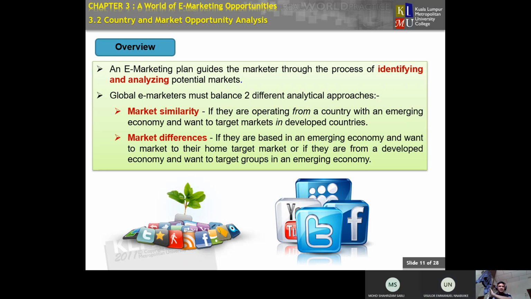Let me explain market similarity to Sharizam. Imagine you have a company and you sell a smartphone. You are from Malaysia, an emerging country. When you want to promote or sell your product to England, which is a developed country, the product you want to sell is similar to what other companies there sell, the same product, meaning a smartphone.